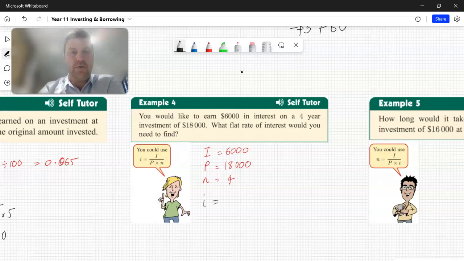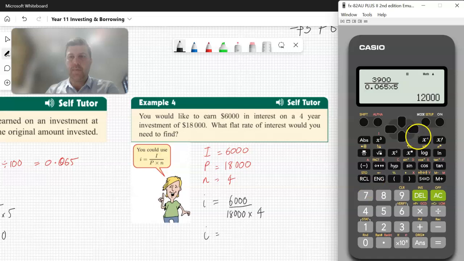So I equals 6,000 divided by 18,000 times by 4. Again, put that into your calculator. So it'll be 6,000 divided by 18,000 times by 4.